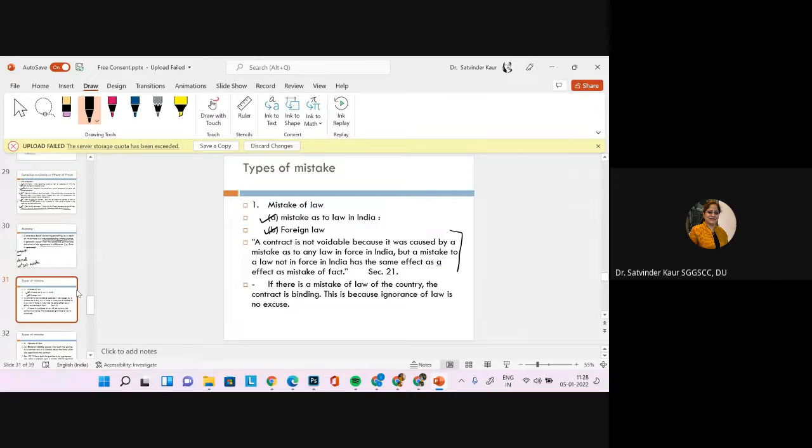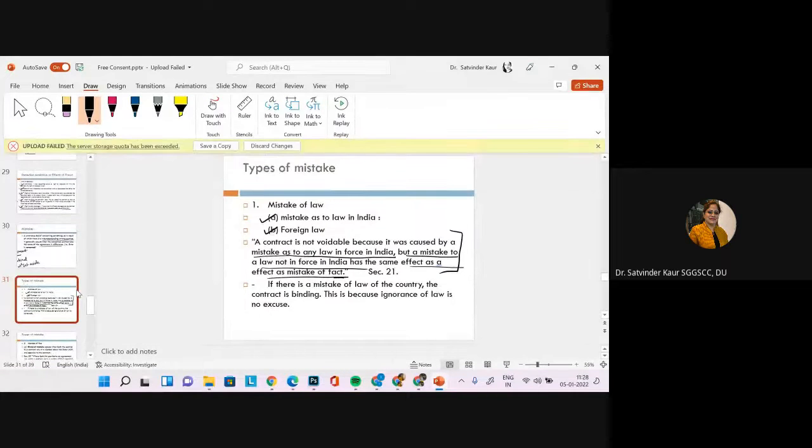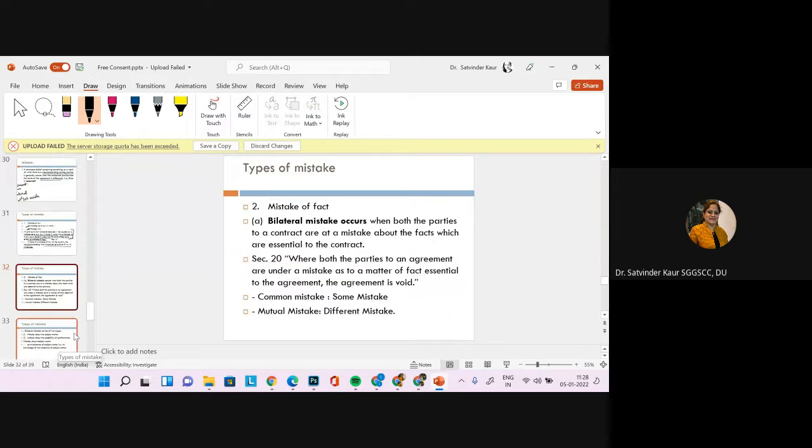So the contract is not voidable on the ground of a mistake as to any law in force in India. But a mistake as to a law not in force in India has the same effect as a mistake of fact, meaning that you were not aware of the fact or situation. If there is a mistake of law of the country, the contract is binding and will give rise to a valid contract, because ignorance of law is not an excuse.